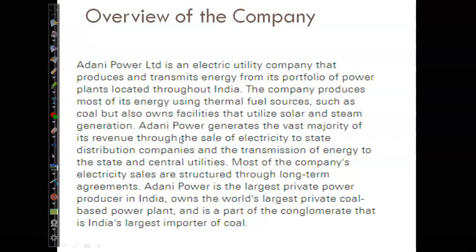So this is the overview of this company. Adani Power Limited, an electric utility company, produces and transmits energy from its portfolio of power plants located throughout India. So that is the basic business done by Adani Power. It's an energy based company. This company produces most of its energy using thermal fuel sources such as coal. So I think Adani Power is the largest coal importer.